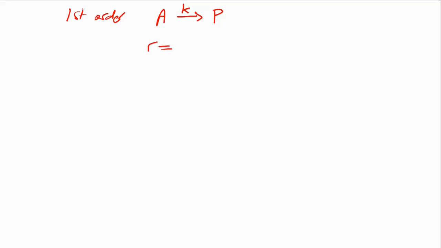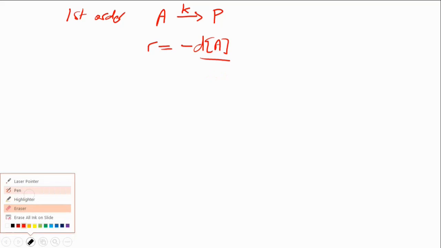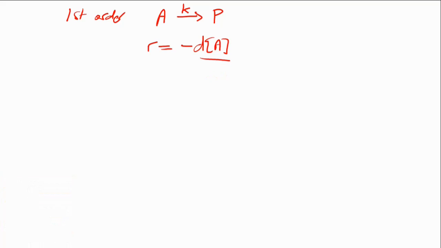Rate is equal to, let's say we're looking at a decrease in the concentration of A with time. Let me fix this D. Seems I am not able to draw a D very well. Alright, let's try again. Okay, got it this time. So rate is equal to the decrease in the concentration of A with time. This is also equal to K, which is the rate constant, times the concentration of A.